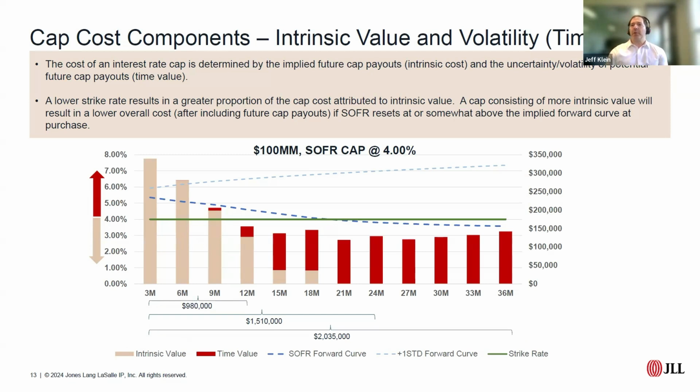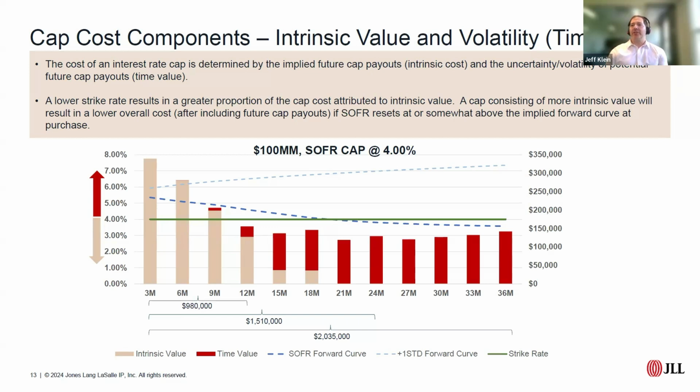So for illustrative purposes, the primary goal of this was to show you how you use an input, which is the forward curve, the dark blue. How do you adjust that for air, which is the light blue? And then what are the underlying components of a cap, and how are they impacted by the cap rate?